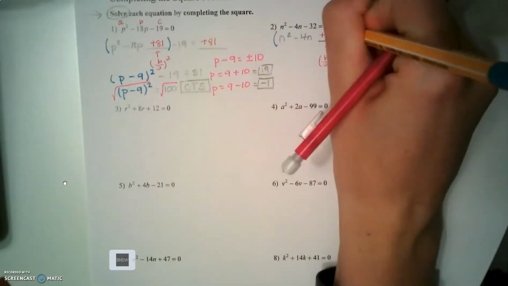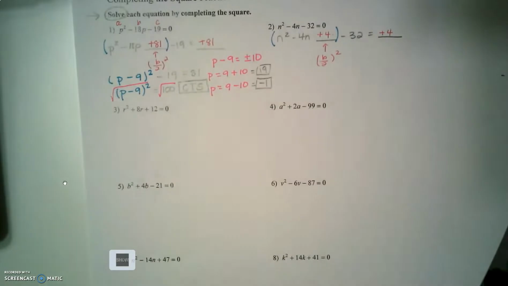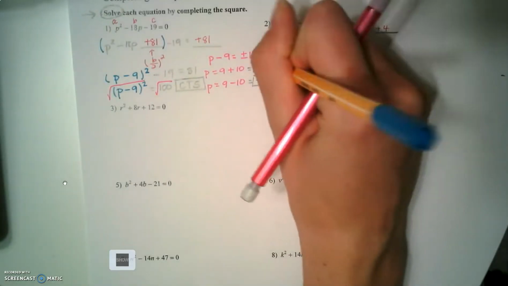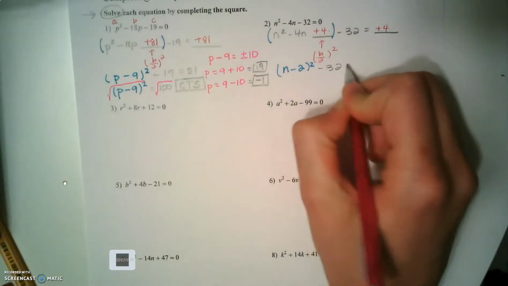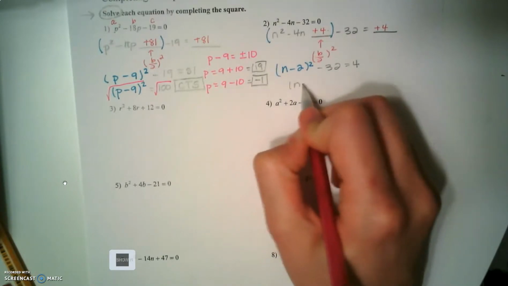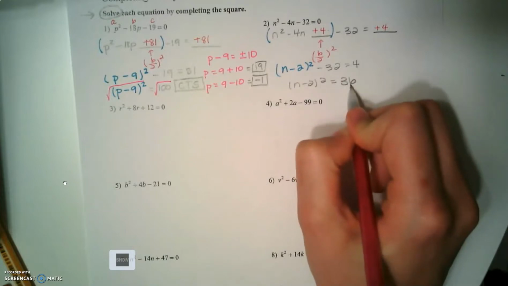We'll consider how to factor this quadratic. So that's going to be n minus 2 squared minus 32 is equal to 4. So this is going to be n minus 2 squared is equal to 36.